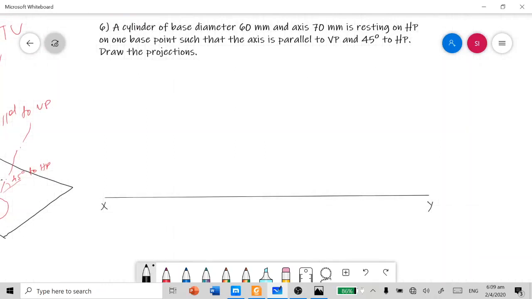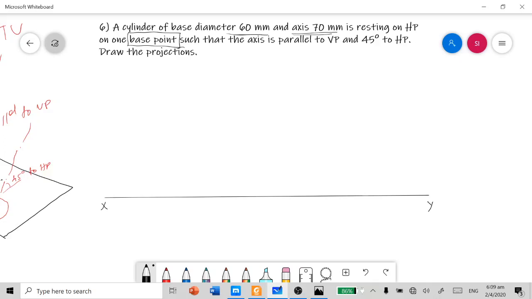The dimensions of the cylinder are given as the diameter of the base is 60 mm and the axis height of the solid is 70 mm. And this solid is going to rest on HP on one base point. You can note one thing, one base point. Since there are no base corners or base edges in the solid cylinder like the previous polyhedrons, here the resting condition of a cylinder can be mentioned with the term one of its base point.